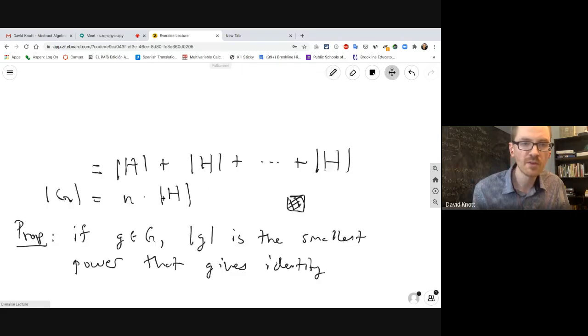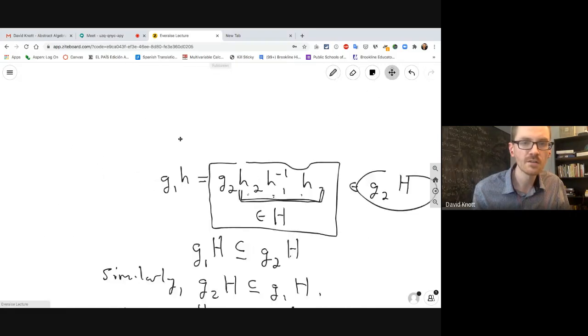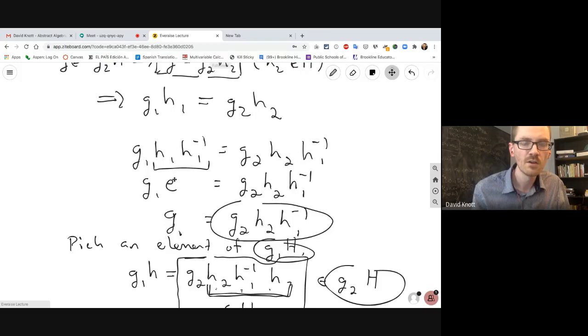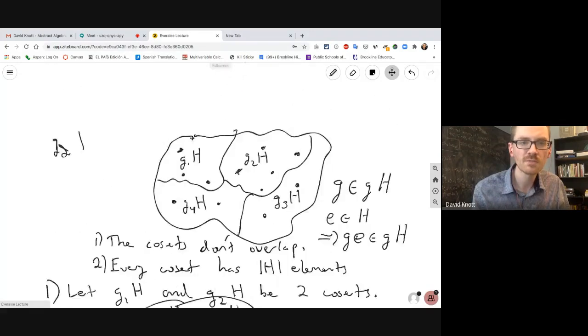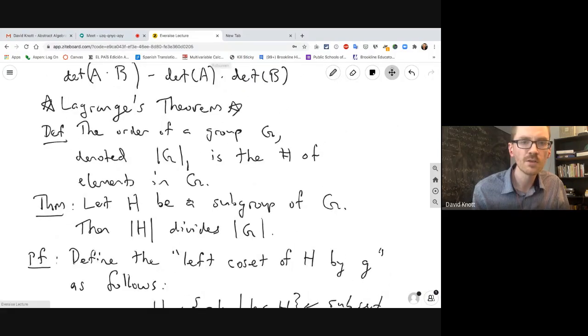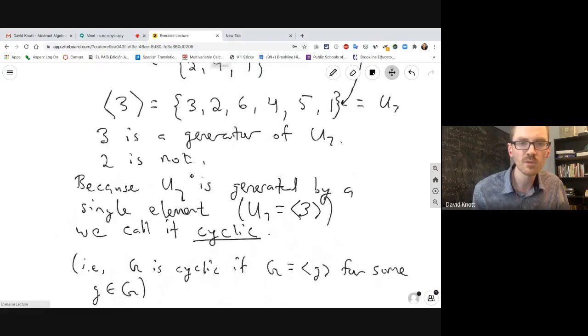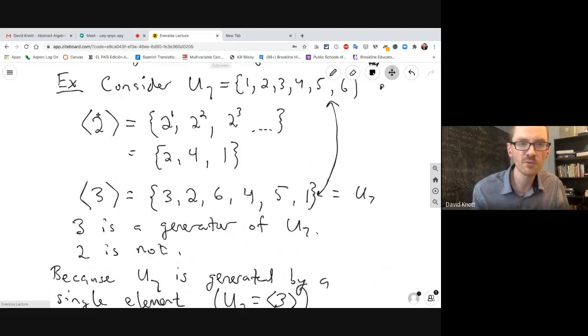So going back to the unit groups, I can show you what that means with the example that we did up here. So if I go back to these unit groups, we looked at the subgroup generated by 3, the subgroup generated by 2. What is the order of 2 in this example? It was 3, right? Because 2 to the first is 2, 2 squared is 4, and then 2 to the third gives you the identity element.